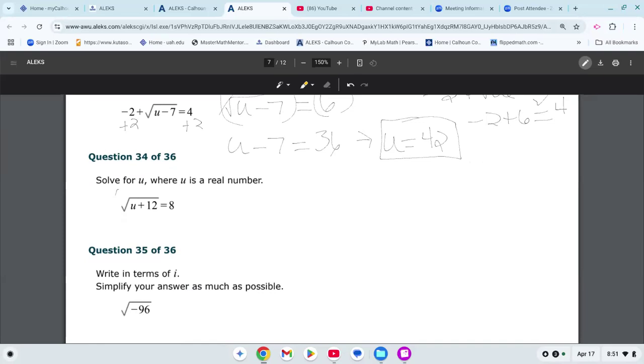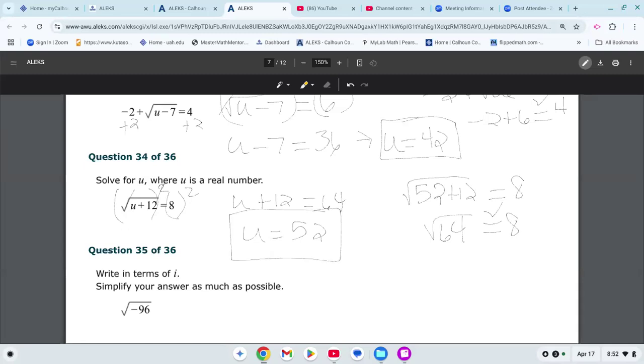So for number 34, we can go straight to squaring both sides. My square root cancels. That gives me u plus 12 equals 64. 8 times 8 is 64. When I subtract that, I get 52. When I check my answer, the square root of 52 plus 12 should equal 8. That's square root 64, which does equal 8. So I keep that answer. If you plug in an answer and at any point you end up with a negative number right here, when it says all numbers have to be real, you would say no real solution.